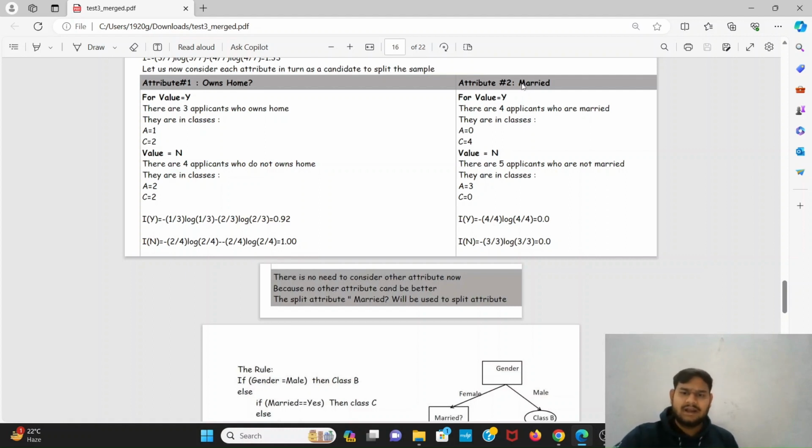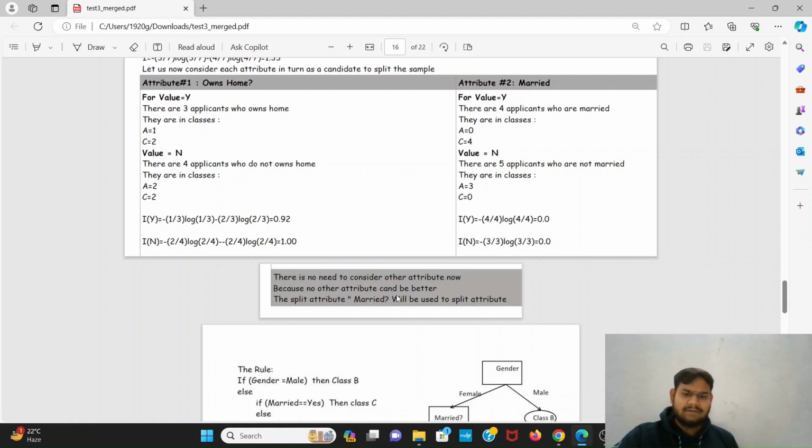For the next attribute, married, for value Y, there are 4 applicants who are married. They are in class A equals 0, C equals 4. For value N, there are 5 applicants who are not married. They are in classes A equals 3, C equals 0. Entropy of Y equals 0.0. Entropy of N equals 0.0. There is no need to consider other attributes now because no other attribute can be better.